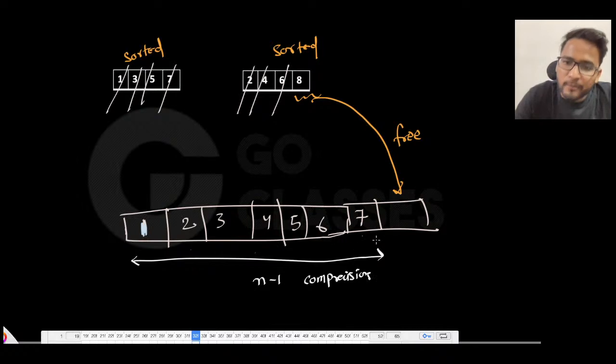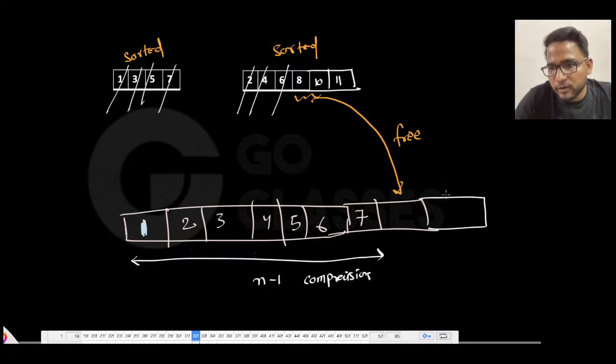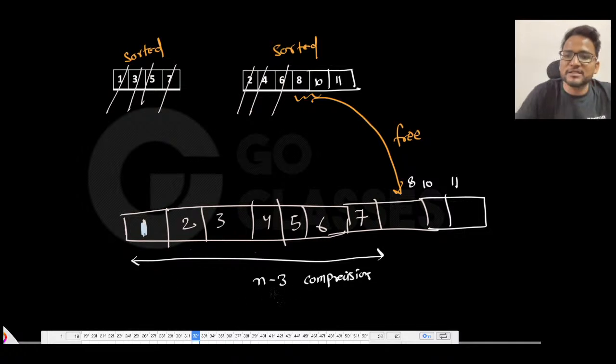Have I taken any comparison here? No, I have not taken any comparison, because it is 8. I can freely write it because one of the arrays got adjusted, right? Similarly, if it is 10, 11, anything, I can freely write all of them. I can write 8, 10, 11 freely, which means there will be n minus 3 comparisons. If the total size is n, it is n minus 3 comparisons till this point, but these 3 elements I am getting free. Free means I do not need to compare these 3 elements with anything, right?